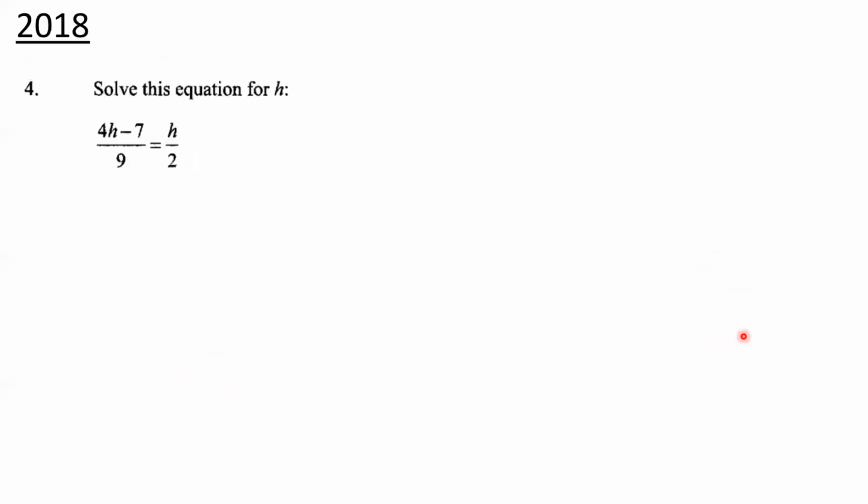Moving right along, we have this other question. We have 4h minus 7 all over 9 equals h over 2. The first thing that we're going to do is cross multiply, actually. So we're going to multiply the 2 by the 4h minus 7, and we're going to multiply 9 by h. So we cross multiply, again, 9 times h, and then we have to do 2 multiplied by this whole entire quantity.